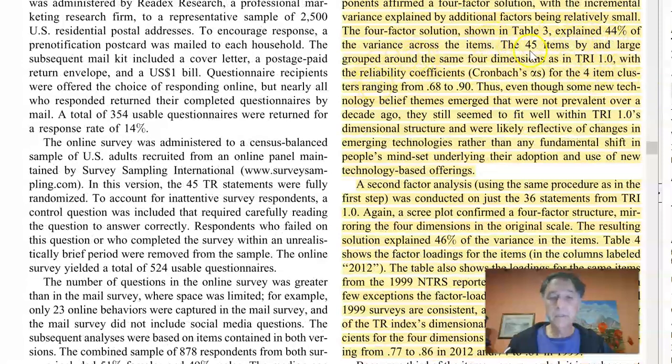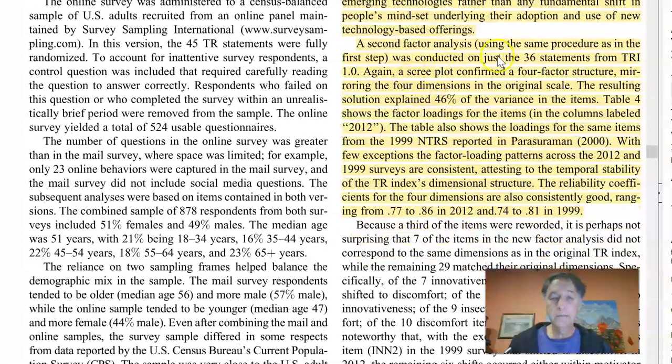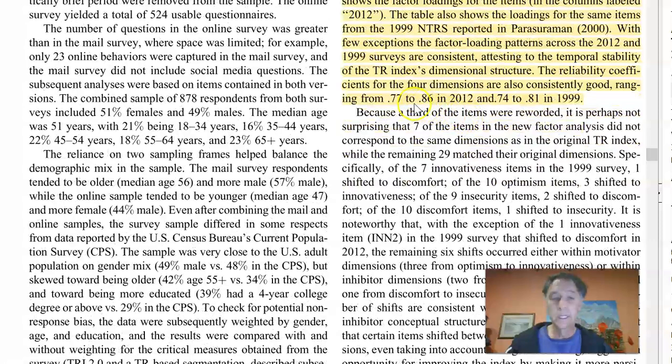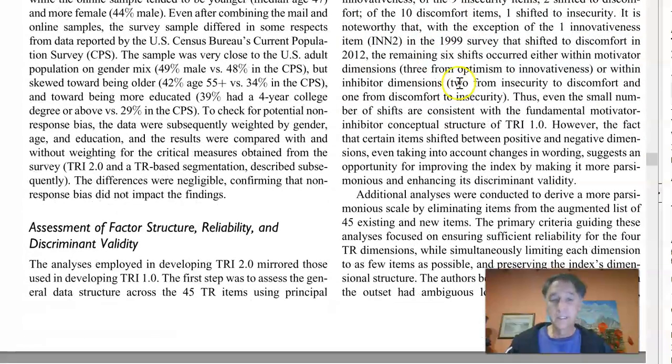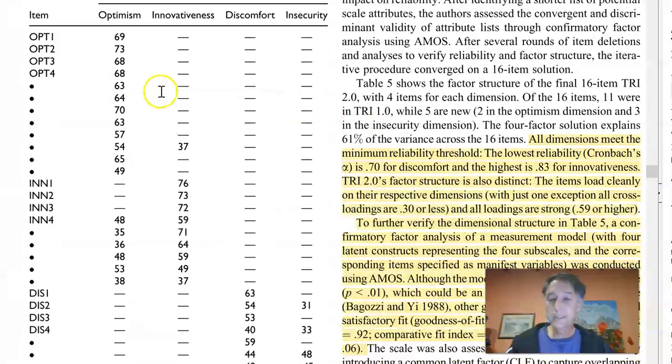Right, and they came to certain conclusions, and then after they've completed that factor analysis, they look at the reliability estimates between 0.68 to 0.9, and they did a second factor analysis on the 36 statements of the TRI. They can do that because you just take out what you want and what you don't want, and then look at the reliability coefficients of that. Okay, so they go on to the preliminary 45 item scale.